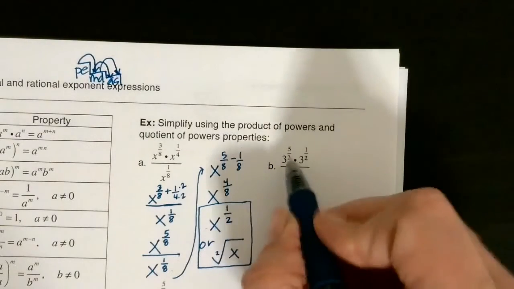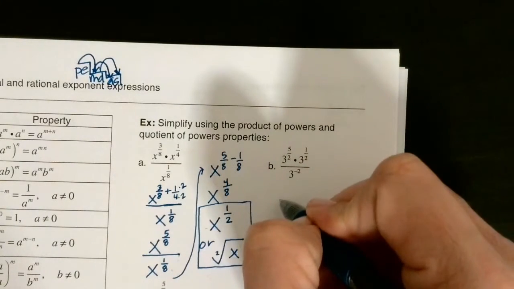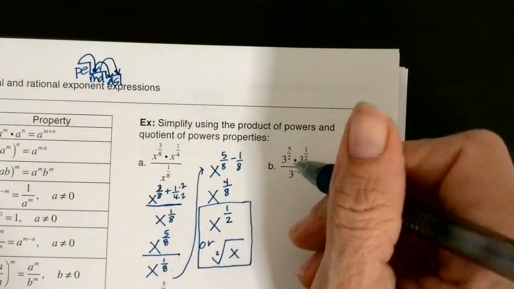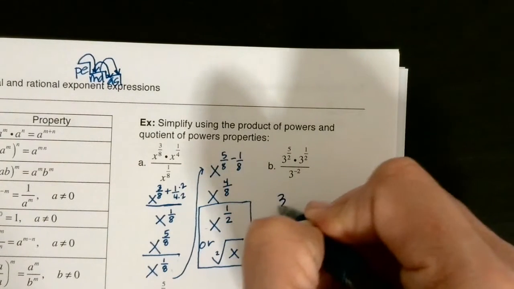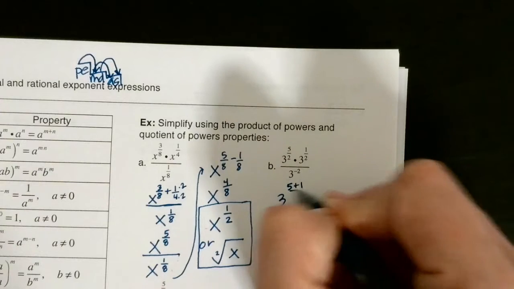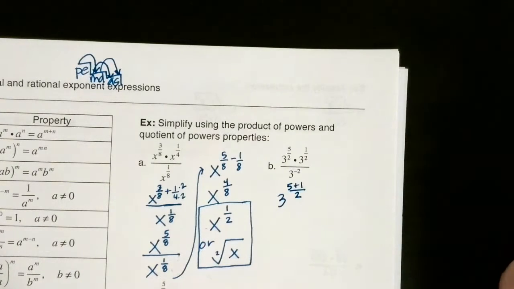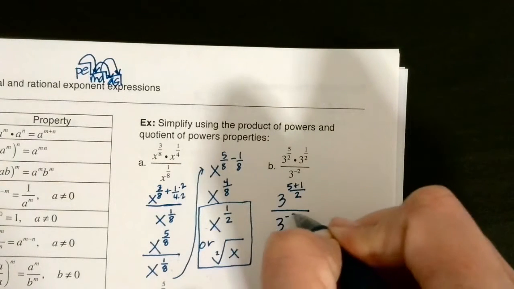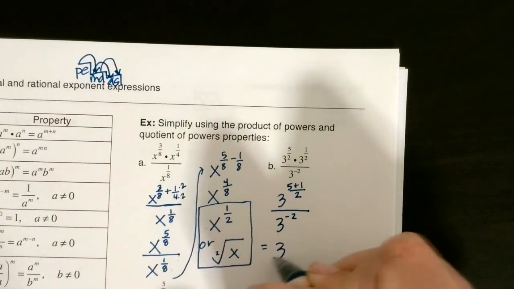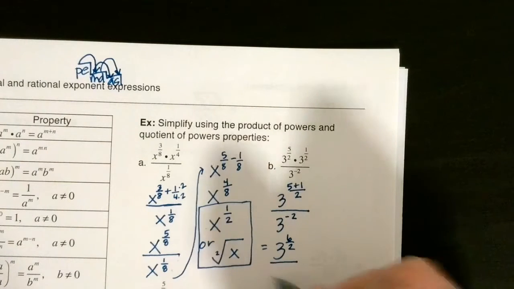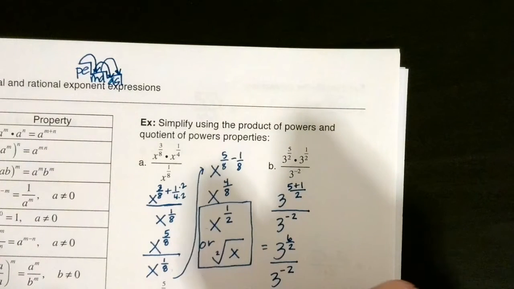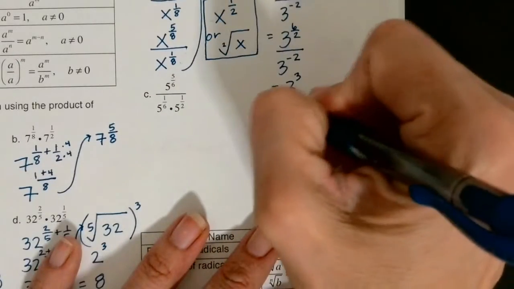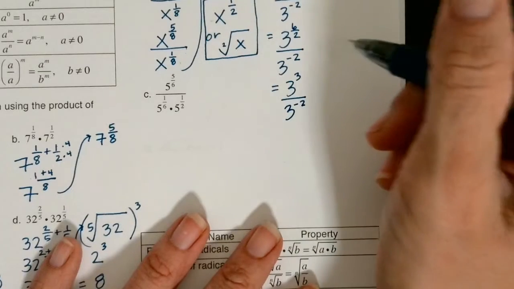So oh, yay, they already have common bases in the numerator. So I have 3 to the 5 plus 1 over 2. Sorry, not common bases, common denominators. They do have common bases too. All over 3 to the negative 2, which equals 3 to the 6 over 2 over 3 to the negative 2, which equals 3 to the third. I'm really spelling this out. Some of you guys can do this all in your head. Or not all of it. No way, not all of it. But a lot of you can.